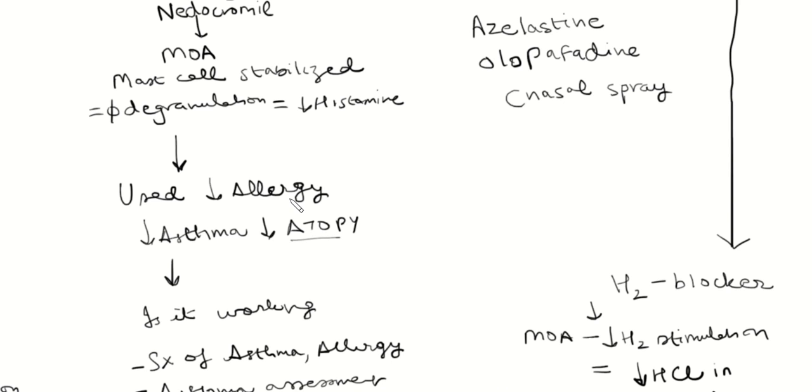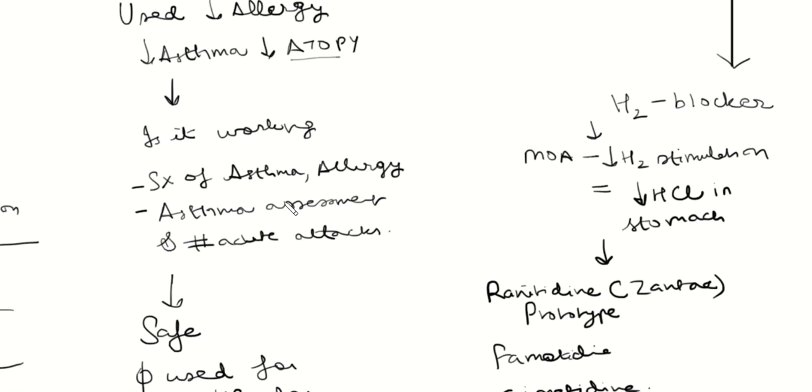Asthma and allergy are the two big ones. Is it working? If I have allergies and I'm giving it for allergies, well, symptoms of allergy should be better. If I'm giving it for asthma, well, how's the asthma doing? Are there less acute attacks? When we wake up every day, how's the flow, the expiratory flow? And how's the lungs? How are they sounding? So again, asthma assessment, and is it trending better or not?